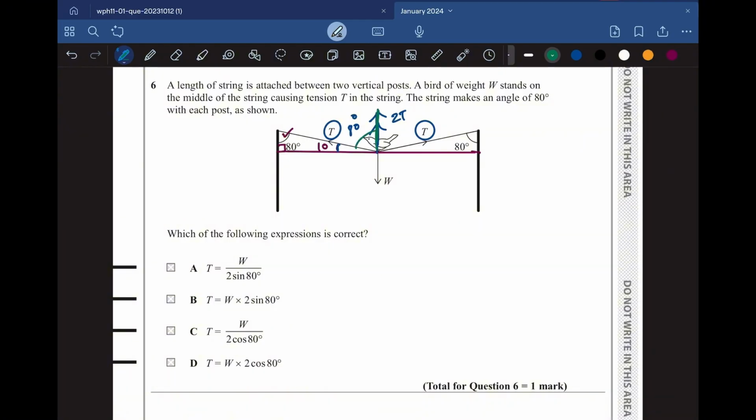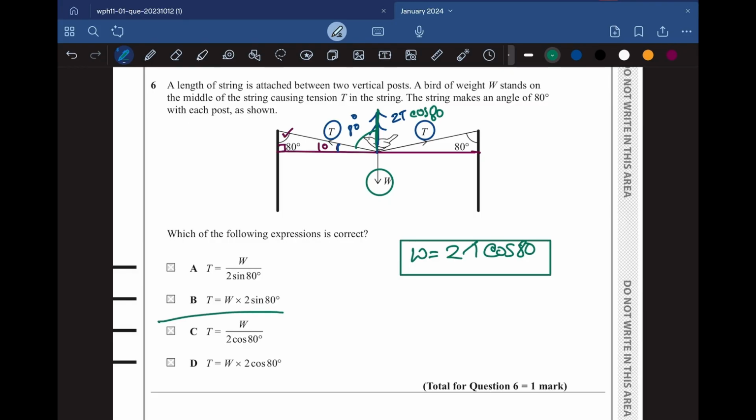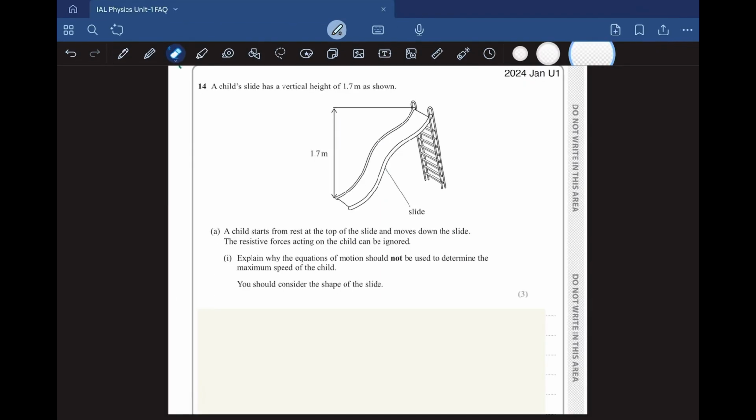So if something is with the angle, we can say it is 2t cos 80, right? And weight is acting in the downward direction, and weight and 2t cos 80 have the same line of action and acting in opposite directions. So we can say weight is equal to 2t cos 80. And now here if we make t the subject, we will get this. C is our correct answer.